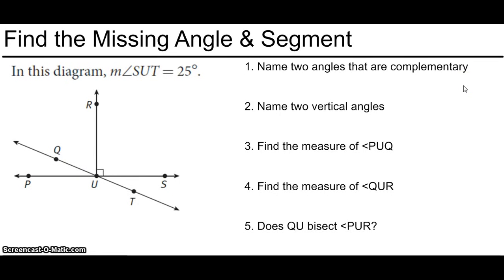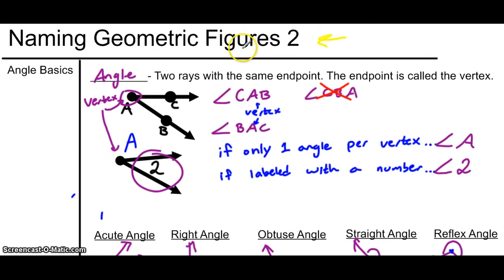In this video, we're going to be talking about how to find missing angle measures and segment lengths in diagrams, given some information. But before we can do that, we need to learn some basic vocabulary terms for angles and segments. So, please take out the Naming Geometric Figures 2 vocabulary sheet that we started the other day, and go down to the second half.